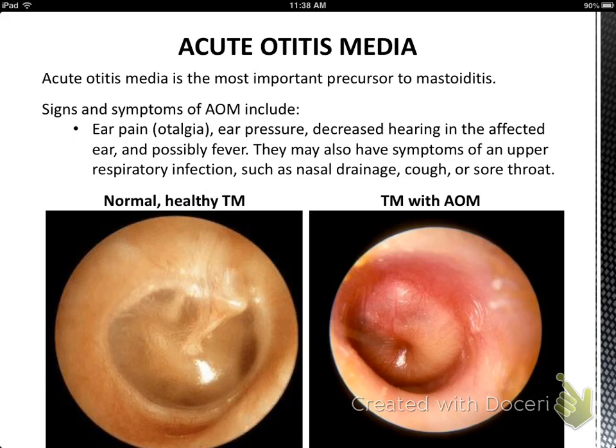To diagnose acute otitis media, a clinician can attempt to visualize the tympanic membrane, or the eardrum, with an otoscope. The picture on the left is a normal, healthy tympanic membrane, characterized by its shiny, gray, and translucent appearance. The picture on the right is a good example of an acute otitis media, characterized by inflammation, erythema, decreased translucency of the membrane, and evidence of pus or fluid behind the membrane. In many cases, the tympanic membrane will actually bulge outward, as is the case with this picture here.